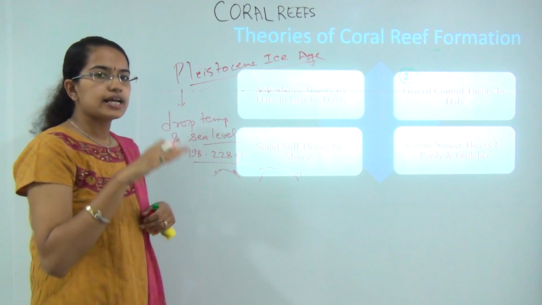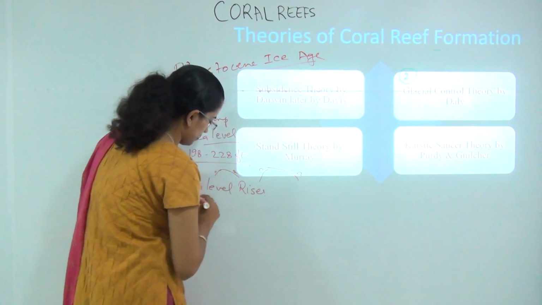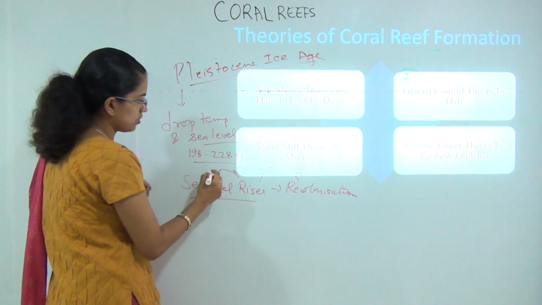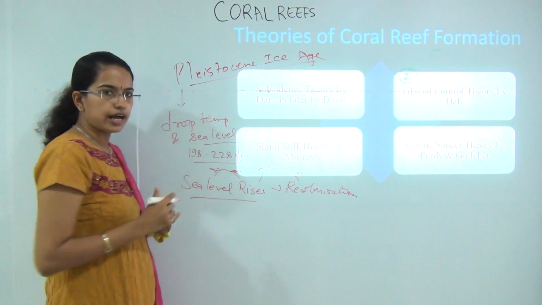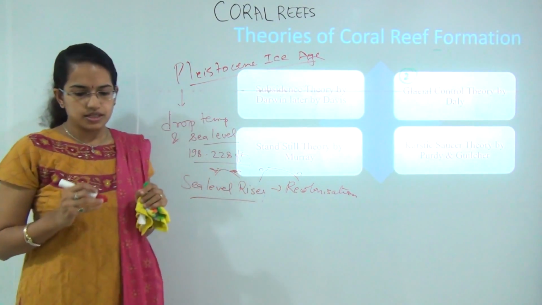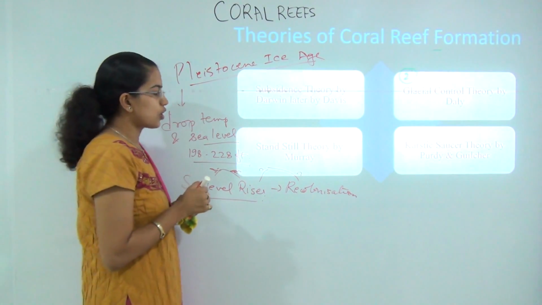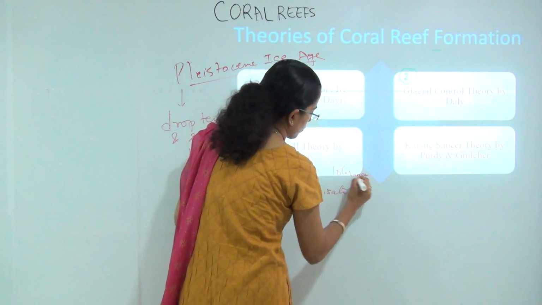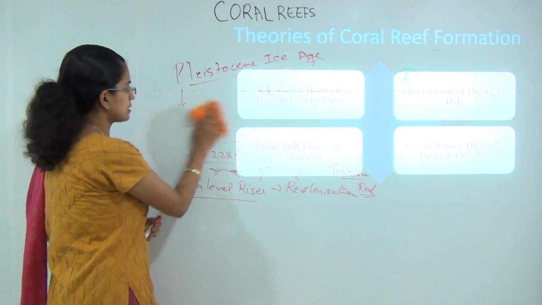Over the period of time when the ice age diminished, the sea level again started to rise. This rise in the sea level led to recolonization of the existing reefs. As the sea level rose, reef development started around those island bodies. This was the basic concept behind the glacial control theory. Over time, there was a rise in the sea level and the temperature fell within the tolerance level, and at that time there was the maximum formation of reef.